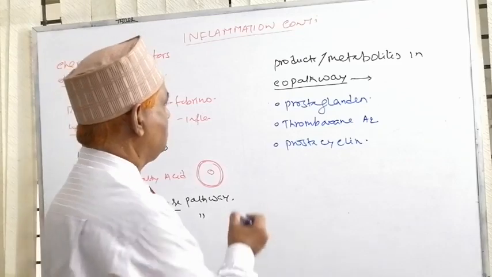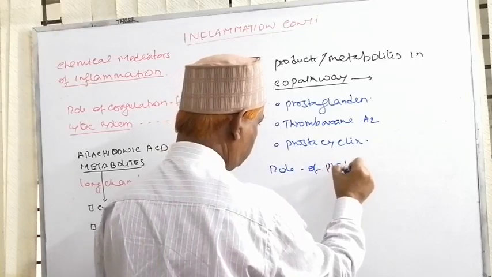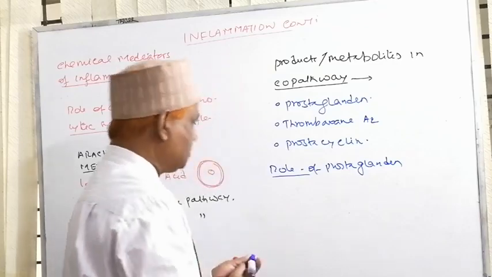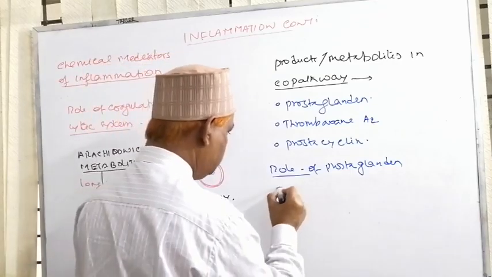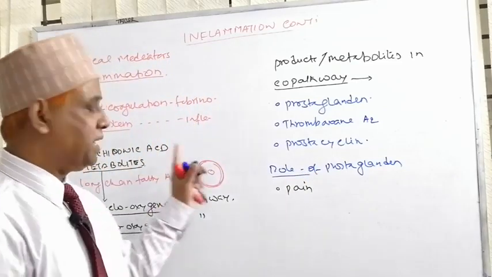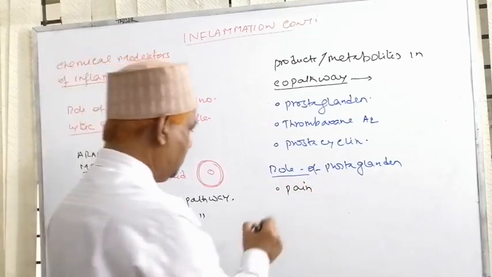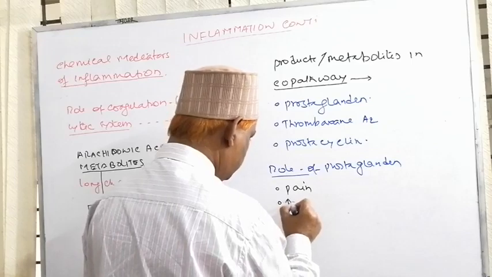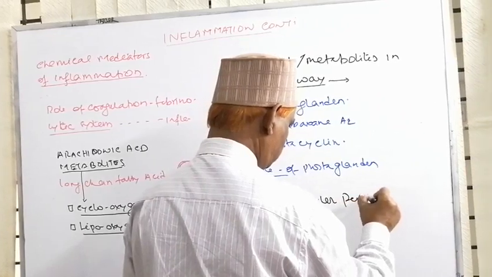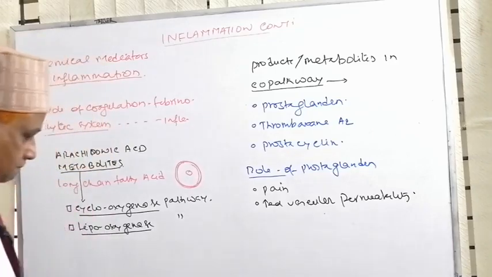Now come to role of prostaglandin in inflammation. It is associated with pain, that is dolor. We get bradykinin is associated with pain and prostaglandin is also associated with pain. It is associated with increased vascular permeability. So there is formation of exudates.